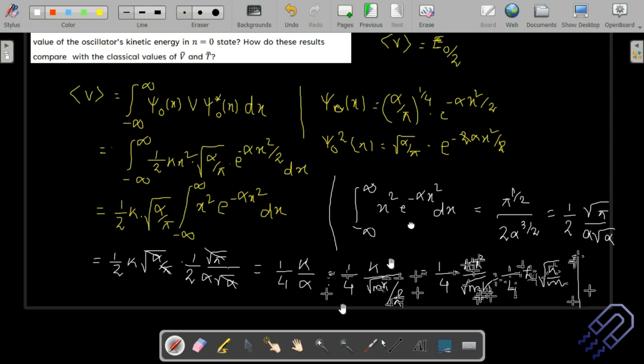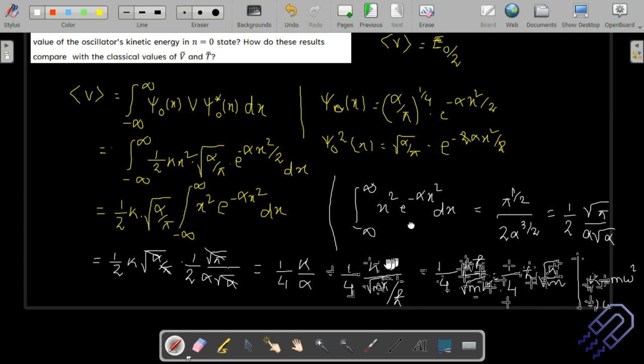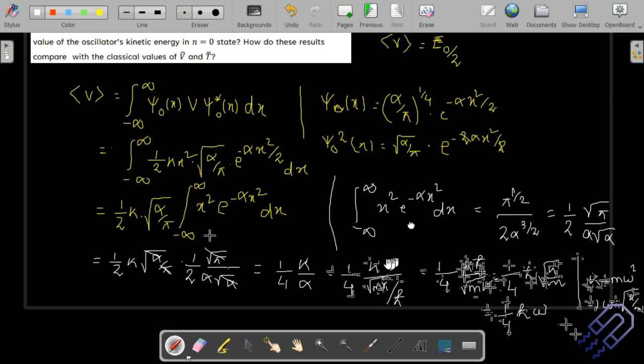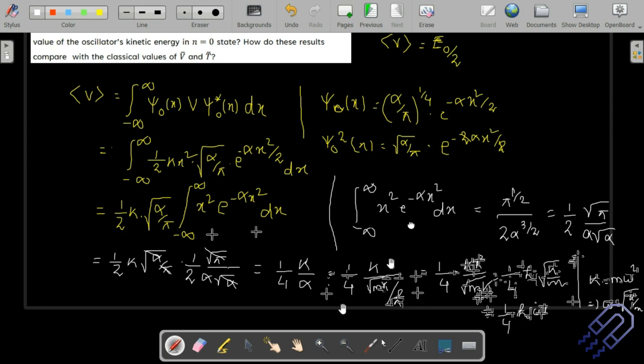But we know that k is equal to m omega squared, or omega is equal to root of k by m. So I can replace this. If I replace it, it will be 1/4 ħ omega. So when I simplify this, do my integration and put it, I get it to be 1/4 ħ omega.